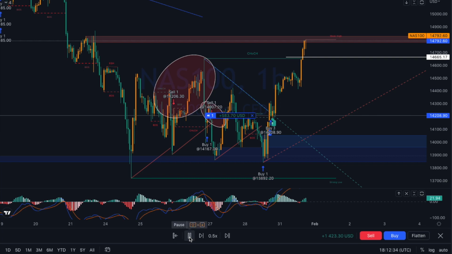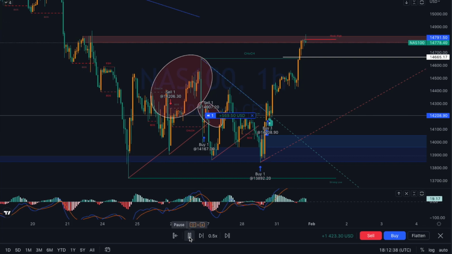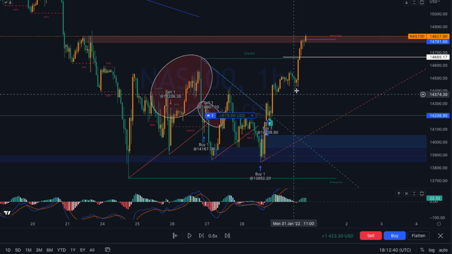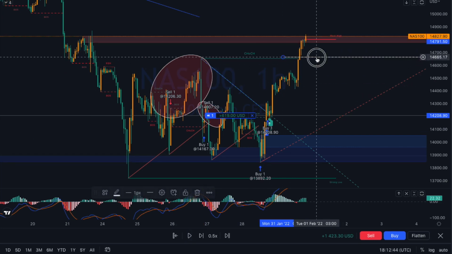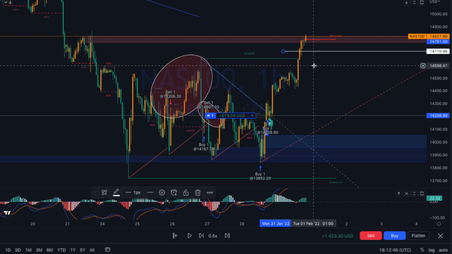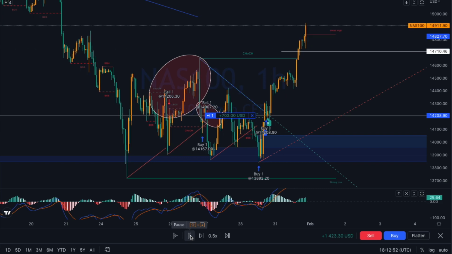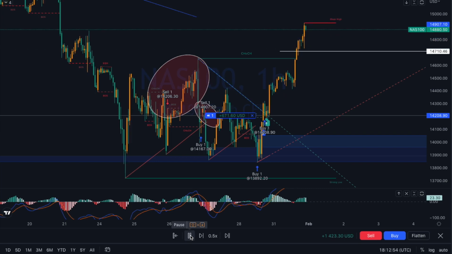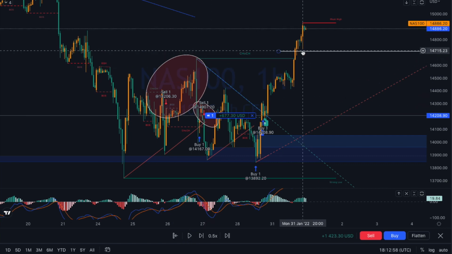Okay, so let's just let this thing go, and let's see if it's going to reject at this level. Now I believe it's actually going to start rejecting at this level, right? I'm actually going to move my trailing a little bit higher. Let's just see how it goes. Woo! Hey, that was so close. That was so close.